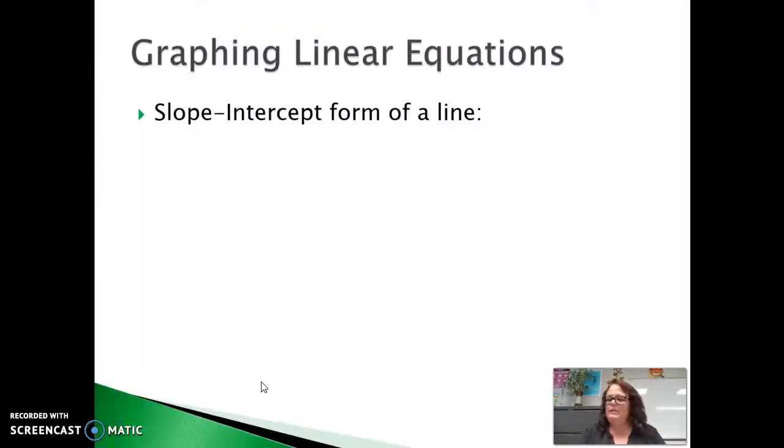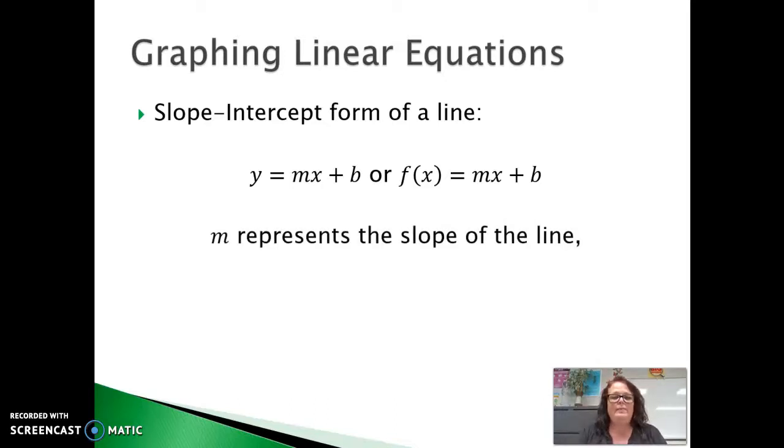All right, so for that example, we were using standard form. Now we want to talk about slope-intercept form, and it's just like it says. So we've got y is equal to mx plus b, or because if m is defined, we know we have a function, we can say f of x is equal to mx plus b. So m is representing the slope of the line, and b is representing the y-intercept.